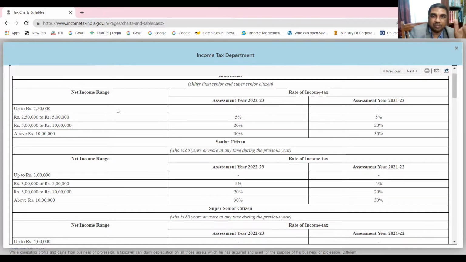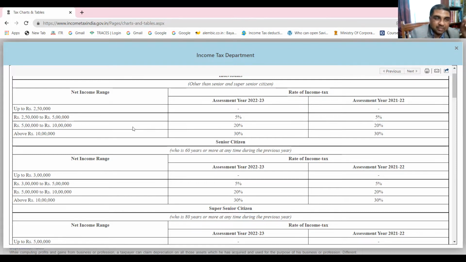2,50,000. Now we are referring to assessment year 22-23. That means whatever income an individual earns in the financial year 21-22, the current financial year, will be assessed to tax in the assessment year 22-23. The assessment year 22-23 will start from 1st April 2022. Today we are in the month of January, but on April 1st this assessment year will start. The income to be assessed is the income earned during the previous year, 21-22, starting from 1st April 2021 and ending on 31st March 2022.